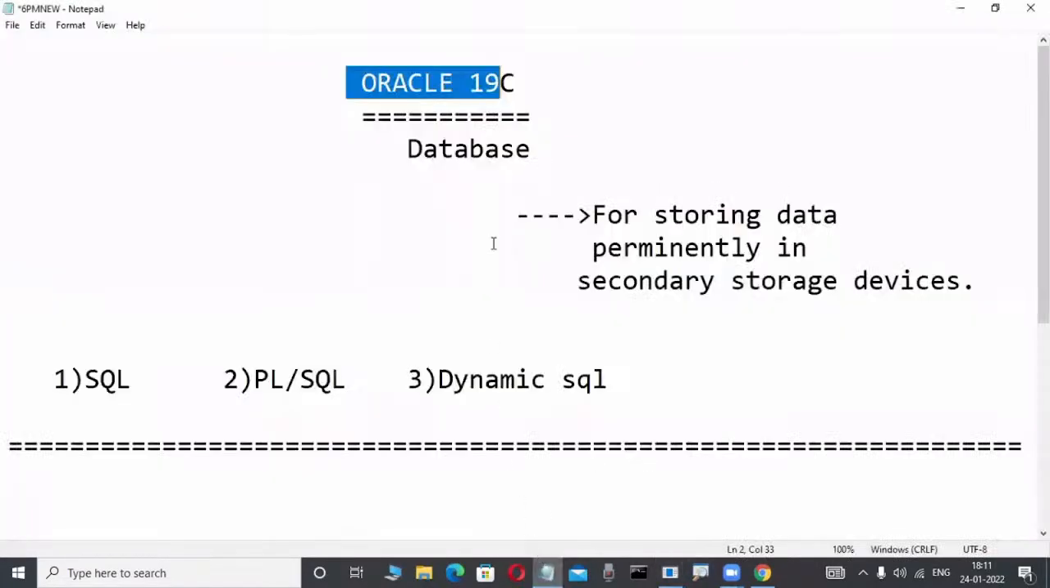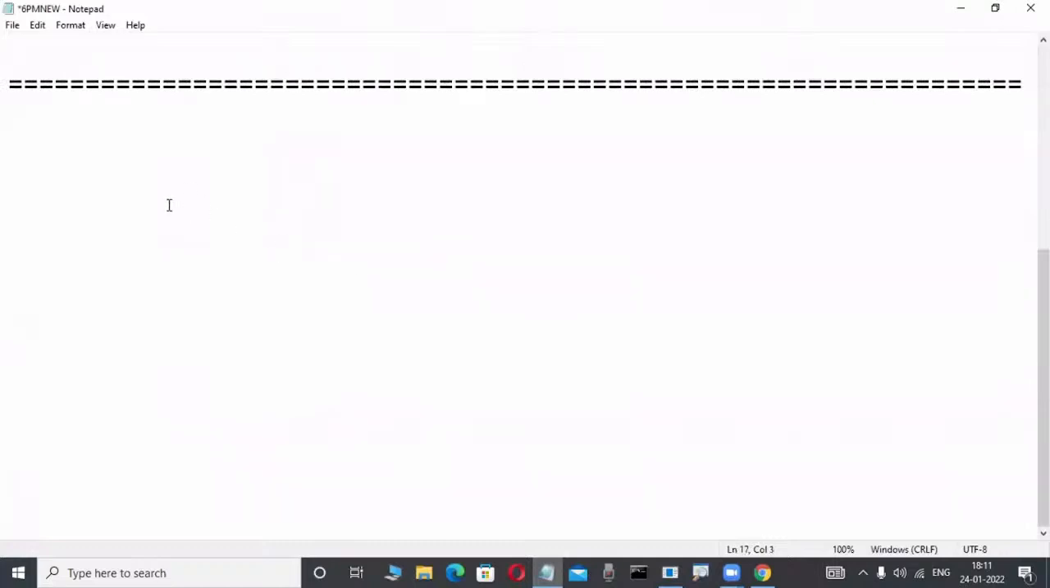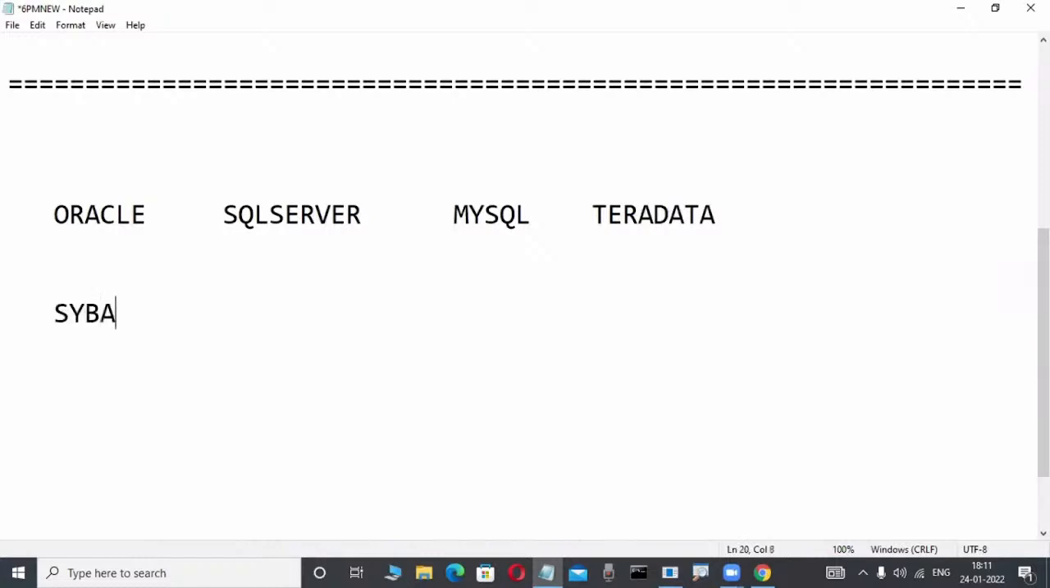Up to this point I told you in previous classes. Now concentrate here. This is a demo class, I'm only telling something. Oracle is a product from Oracle Corporation. Don't write it today. SQL Server is a product from Microsoft. MySQL is an open source product, which is also now from Oracle. Teradata is a product from NCR Corporation. Sybase is a product from Ingres Software. Like this, so many products are there.